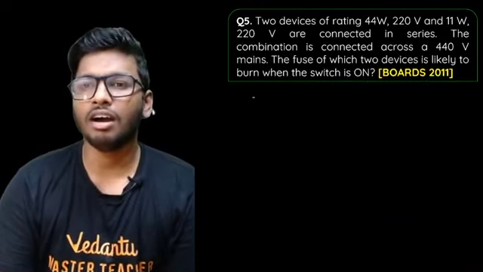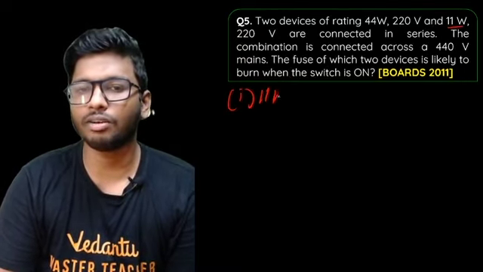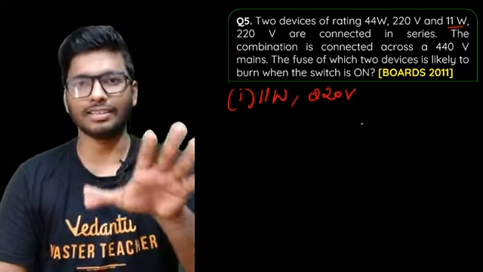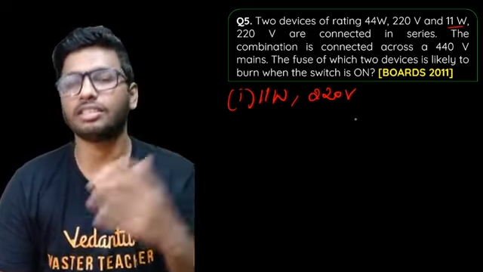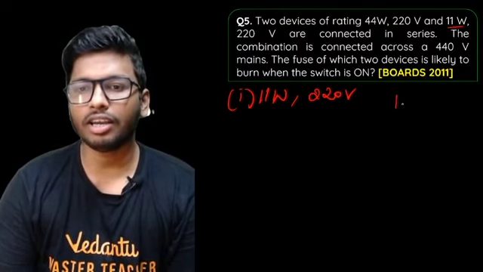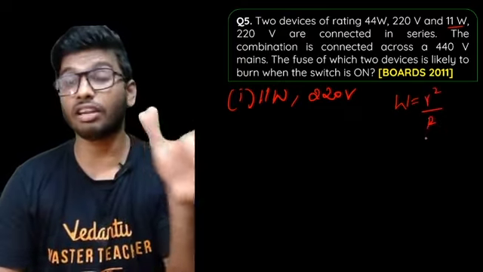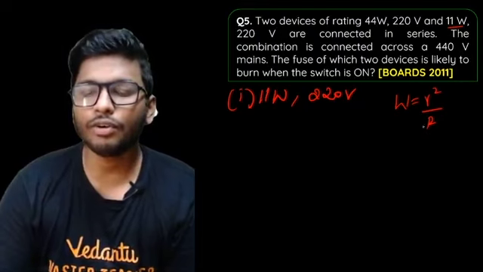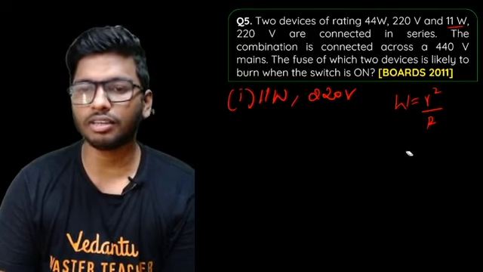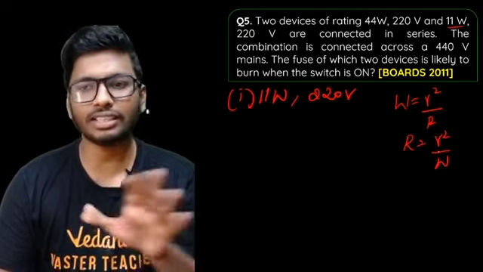For the first one, I'll take the 11 watt to be the first one. So I know the power is 11 watt and the voltage is 220 volt. Now here's the thing, guys. First thing, find out the resistance of the circuit. So the formula is power is equal to V square by R. There are three formulas for power, and this is one of them. If you rearrange the equation, you'll get resistance R equal to V square by W. Very simple.